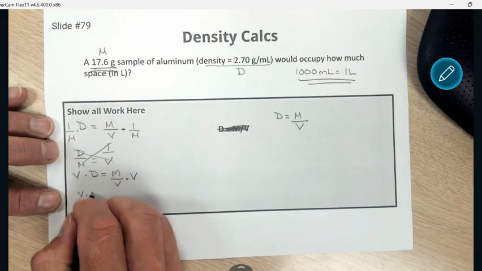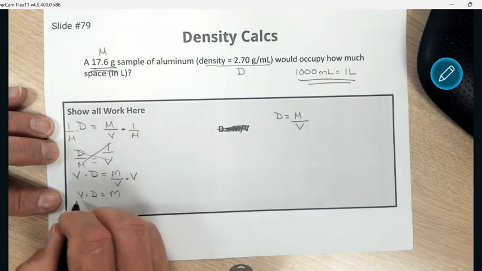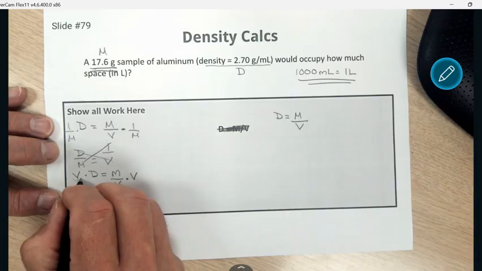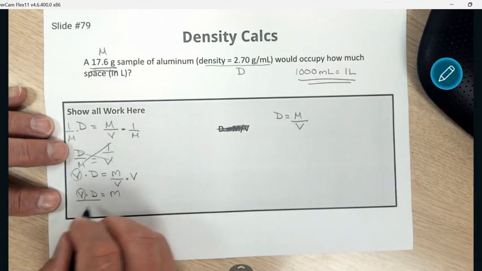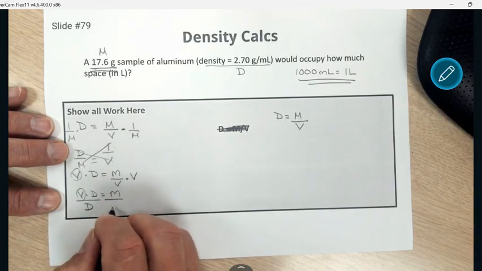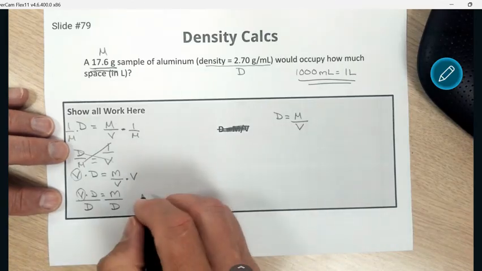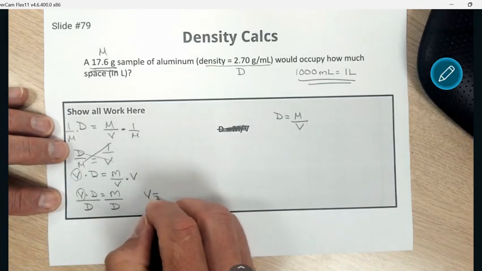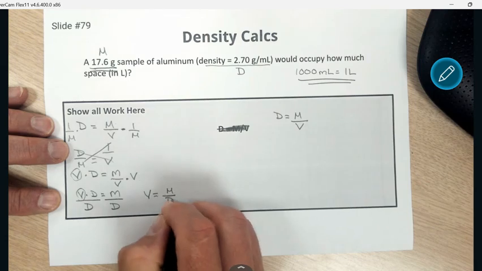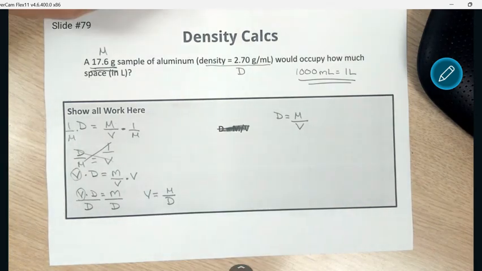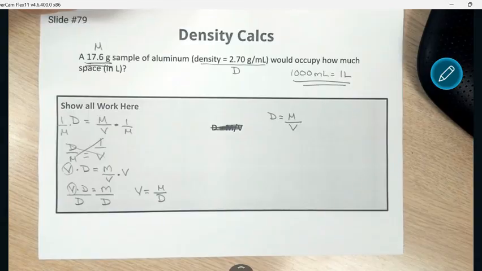So now V times D equals M. But I want to isolate V. I'm trying to get V alone. So on this side, I'm going to divide by D. And what I do to one side, I do to the other. So the formula should be this: volume is equal to mass divided by density. That is how we solve for volume.